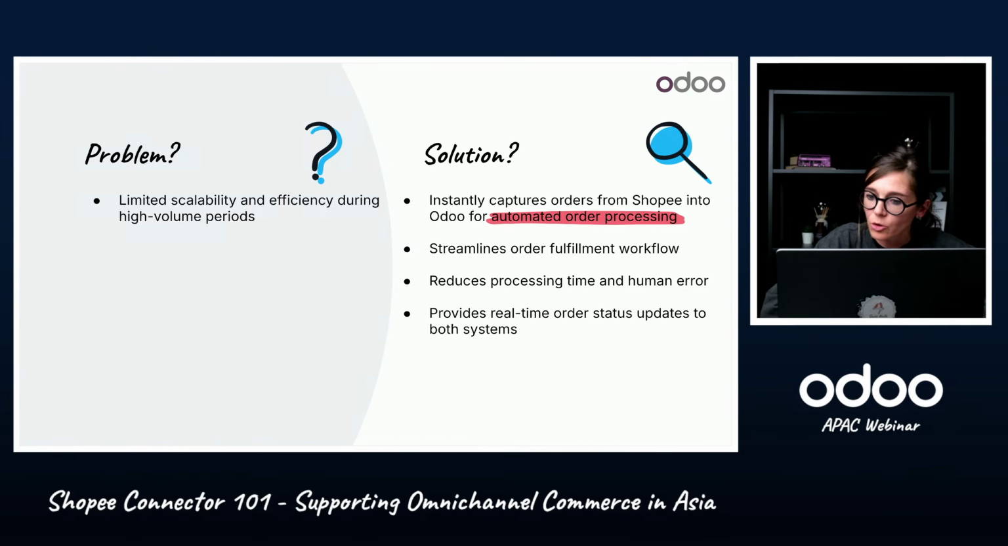Okay, we automate the order processing. This will help streamline the order fulfillment workflow. I'll show you how as well you can mass update on Shopee that will have an impact as well on what we have on Odoo. Reduce again processing time and human error. Okay, it's all automated. Provide real-time order status updates to both systems.